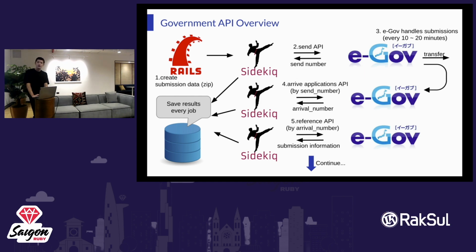Then we call the arrive applications API by using the send number. The send number is written here. We use the send number in this step. Then eGov returns an arrival number. Then we can finally call the reference API by using the arrival number. The arrival number is written here, so we use it to call this API. Then eGov returns submission information and we continue to other steps. For each step, we save the result in the database.